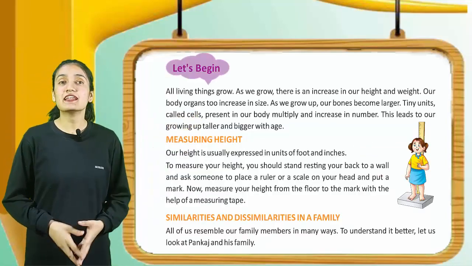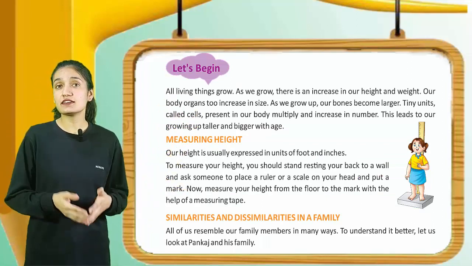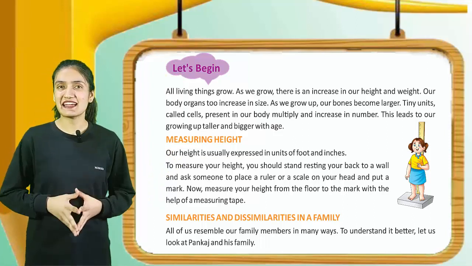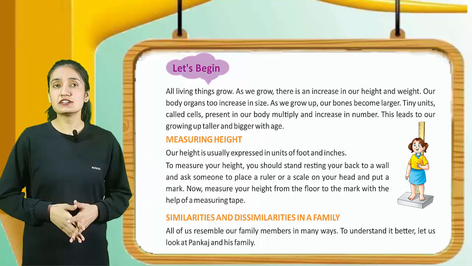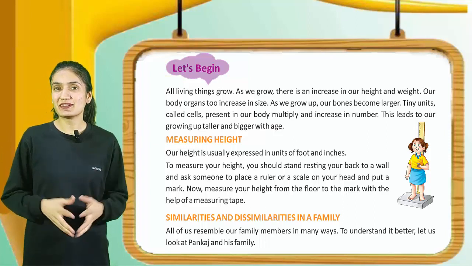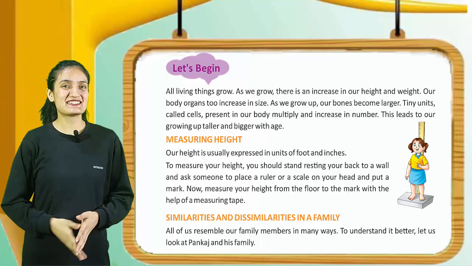Now let's begin. All living things grow. As we grow, there is an increase in our height and weight. Our body organs too increase in size. As we grow up, our bones become larger. Tiny units called cells present in our body multiply and increase in number. This leads to our growing up taller, bigger with age.